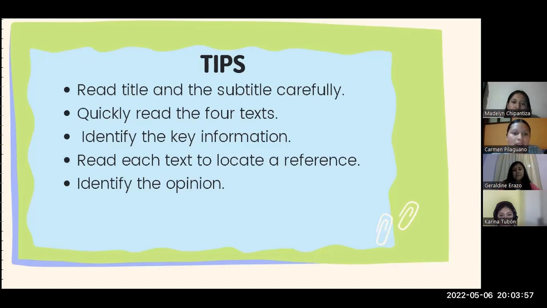Some tips are: read the title and subtitle carefully. Also read the 4 texts to see what each one is about. Identify the key information to focus on. Read the texts to locate a reference to each of the 4 questions, identify the opinion that each writer has on each question, and compare them.